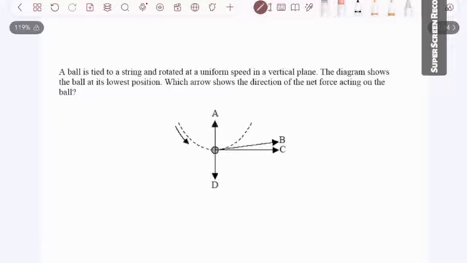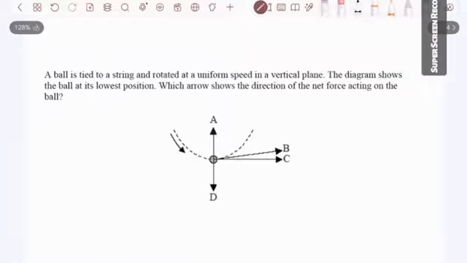Now we're going to solve a simple question to improve our understanding of what I was just talking about. Let's say a ball is tied to a string and rotated at a uniform speed in a vertical plane. The diagram shows the ball at its lowest position, and it's asking us which arrow shows the direction of the net force acting on the ball. So the net force is the centripetal force, F centripetal.